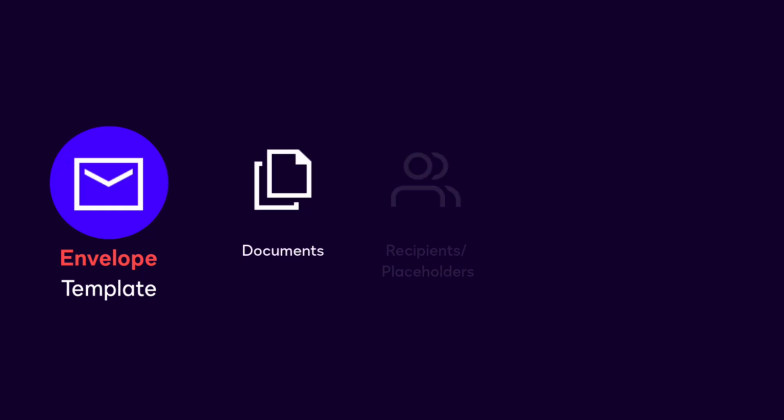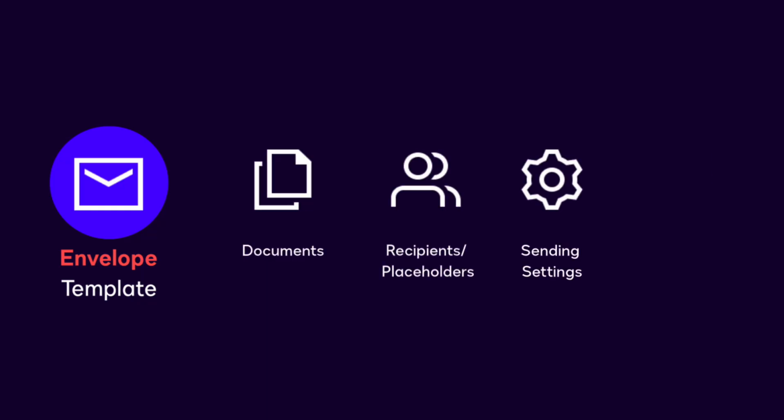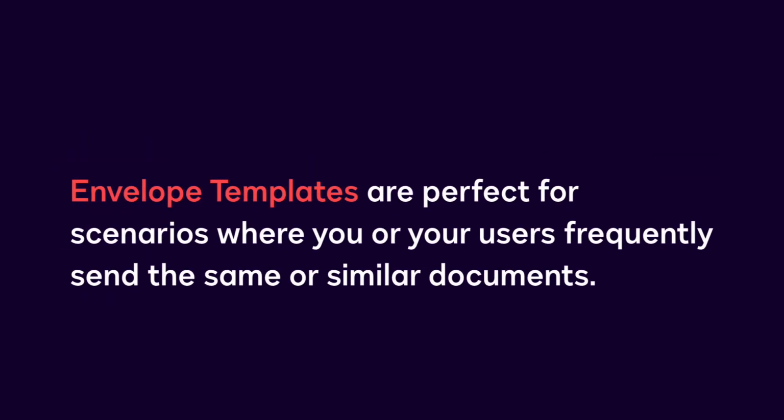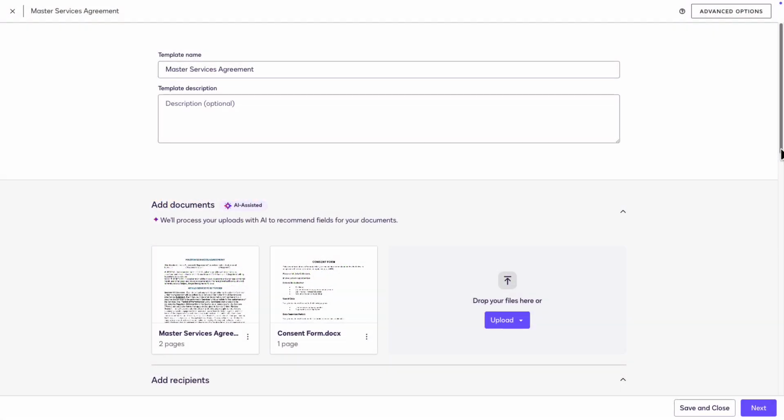It includes documents, recipients or recipient placeholders, pre-configured sending settings, and recipient fields. They are perfect for scenarios where you or your users frequently send the same or similar documents. For example, imagine your team frequently sends master services agreements.